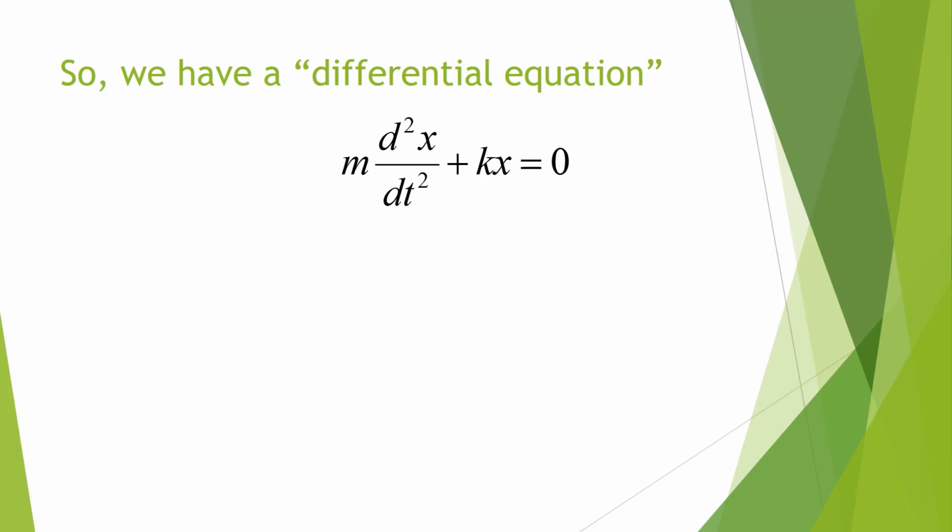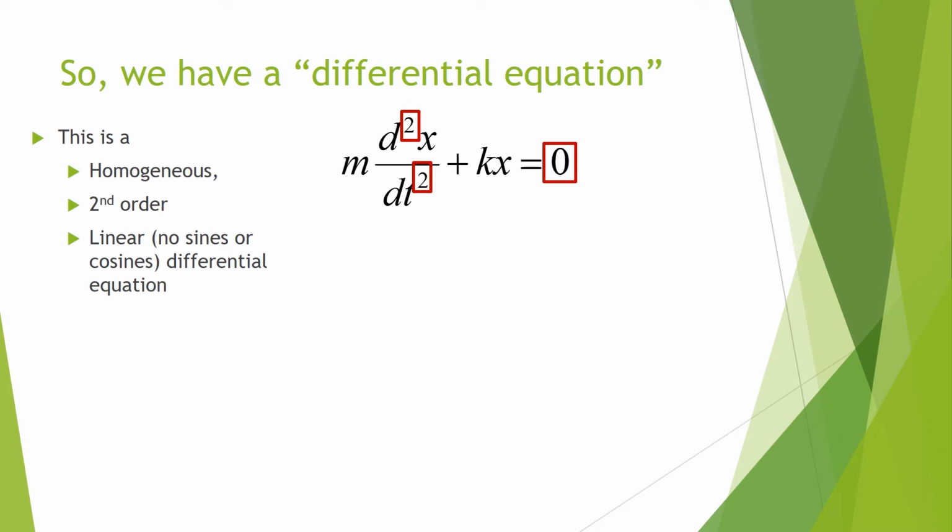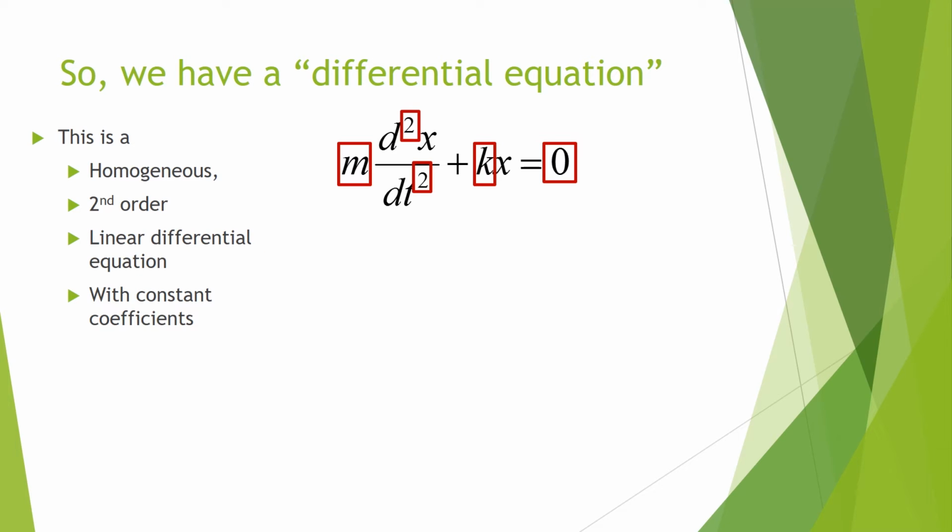So we take the original differential equation and we're going to analyze it. This equation is homogeneous, meaning the right-hand side is equal to 0 and not some constant or some function. Second order, meaning the highest derivative shown in the equation is a second order derivative. Linear, because we don't have sines and cosines in the actual equation as coefficients of the derivative or of the x. And it's got constant coefficients, meaning the terms being multiplied by the derivative and the x term are constants. We know mass is constant and k is constant for any mass spring system. So this is a homogeneous second order linear differential equation with constant coefficients. When you take differential equations, you're going to see this quite a bit.